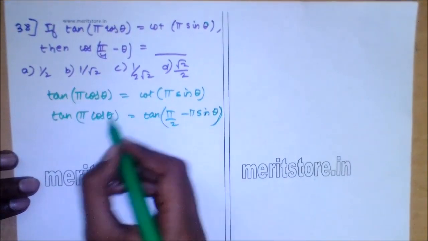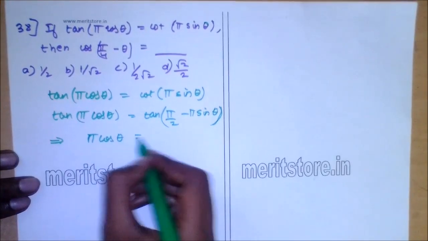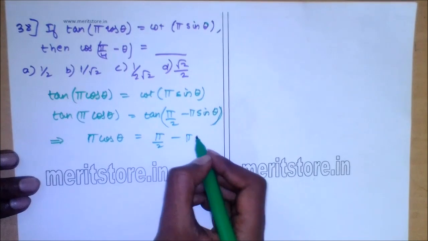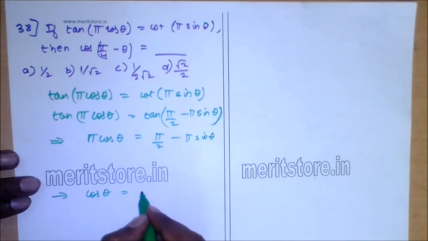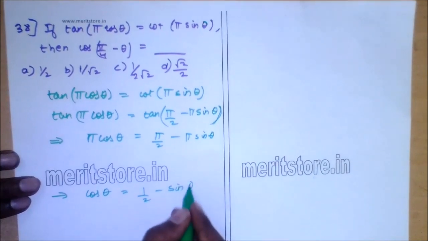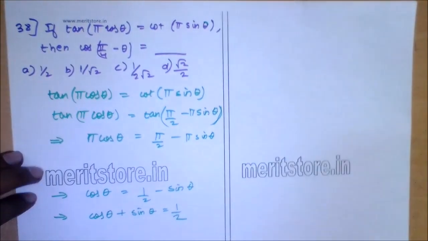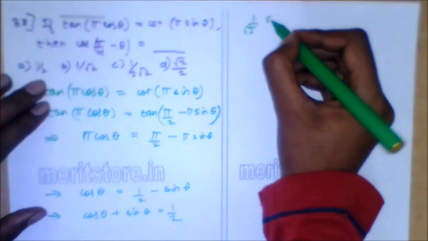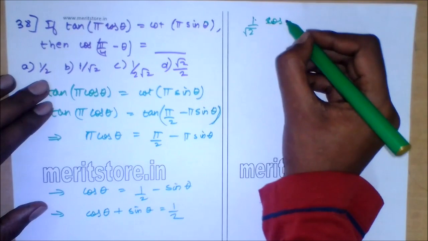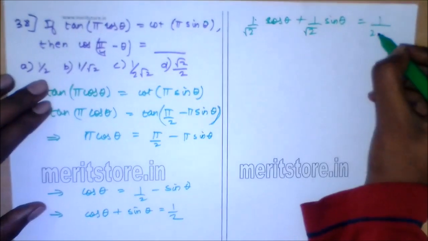Since the tans are equal, the angles are equal. So pi cos theta is equal to pi by 2 minus pi sin theta. Dividing throughout by pi, we get cos theta equals 1 by 2 minus sin theta. That is equal to cos theta plus sin theta equals half. Now we divide throughout by root 2. So we get 1 by root 2 cos theta plus 1 by root 2 sin theta equals 1 by 2 root 2.